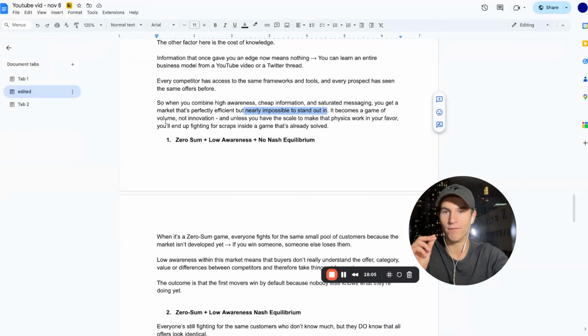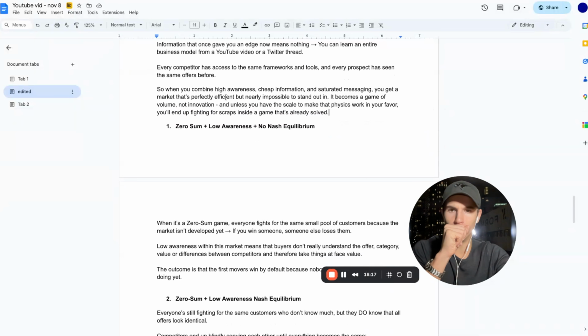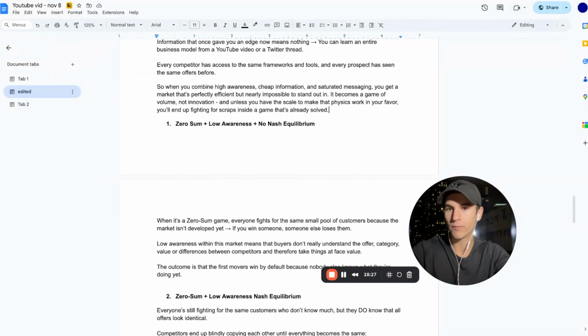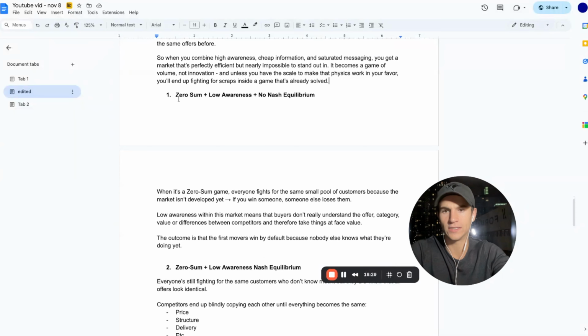It becomes a game of volume and not innovation. Unless you have the scale to make that physics work in your favor, you'll end up fighting for scraps inside of a game that's already solved. You'll just keep doing more volume, and you'll basically just be screaming louder in a room that's soundproof. So let's go over what these different markets and combinations of game theory metrics look like.